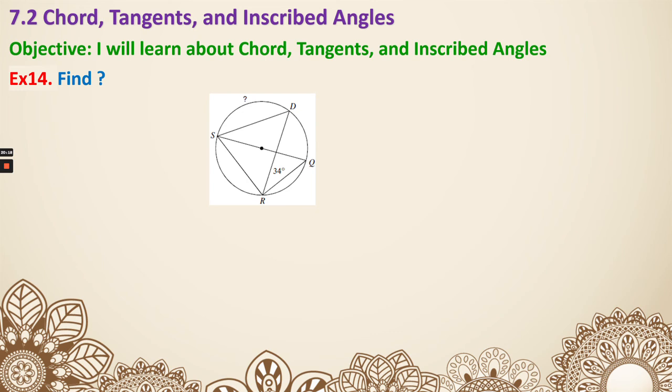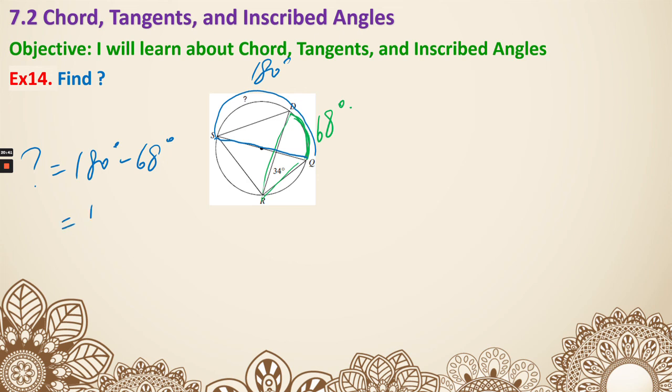Next, example 14. This time we're going to find the question mark. So you see the 34 is being labeled. So that means this arc must be 68 degrees. And if that is 68 degrees, you can clearly see this SQ is the diameter. That means this whole thing would have to be 180 degrees. The question mark is 180 degrees minus 68. It's going to be 112 degrees. And that shouldn't be too bad.